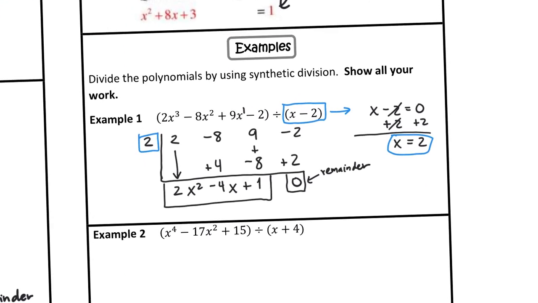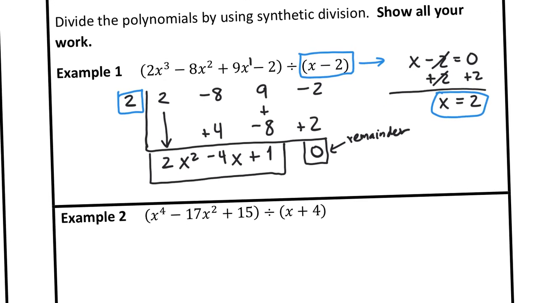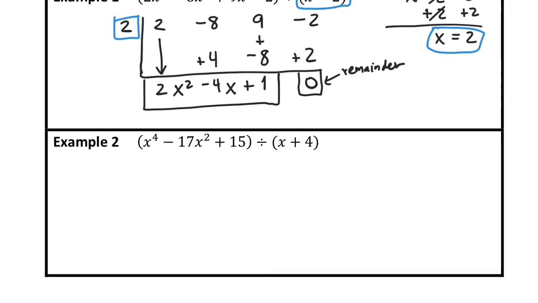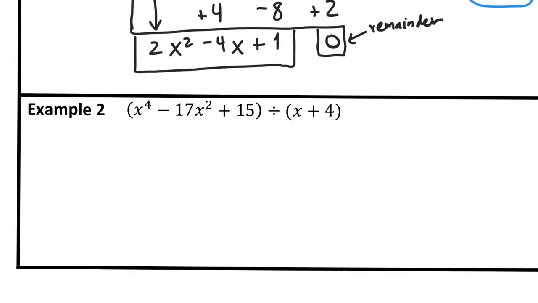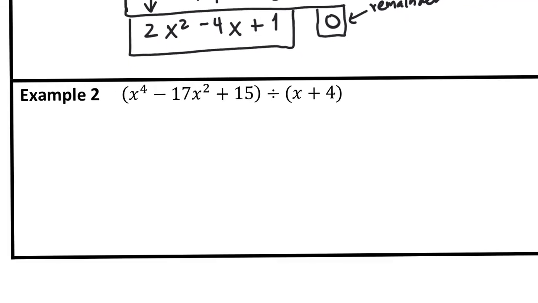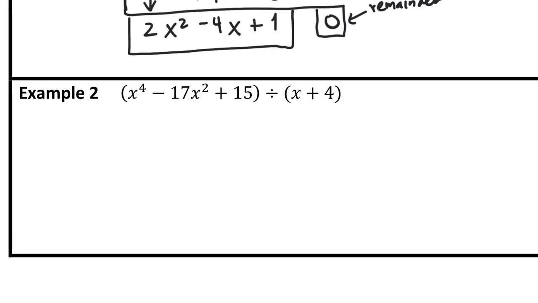We're going to try example 2. Okay. So be careful with this one, right? What's the number in front of x to the 4th? It's 1.